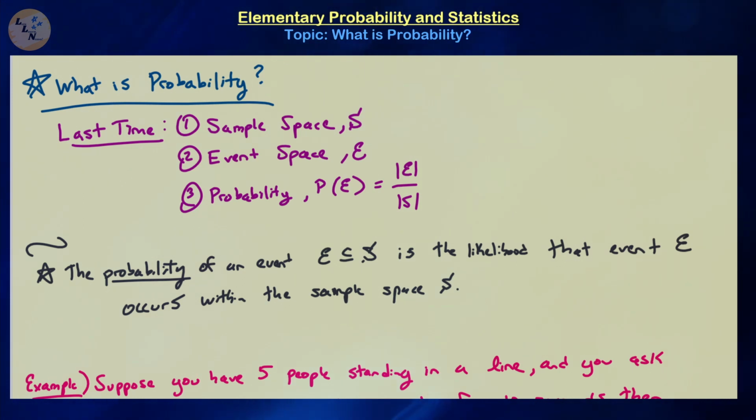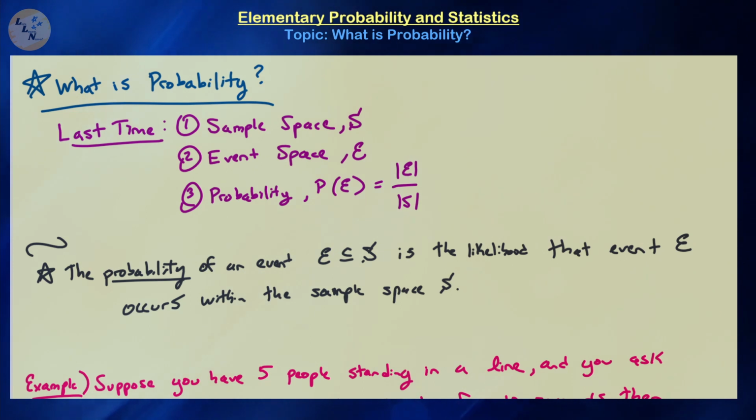So one can think of the probability of a particular event as the likelihood that that event E occurs within that sample space. Of course, one could ask, what does likelihood mean? One could think of it this way. If the probability of an event is equal to 30%, one would expect that 30% of the time that outcome would arise. That doesn't necessarily mean that always 30% of the outcomes will be that particular event, but it means the expected outcome will be 30%.